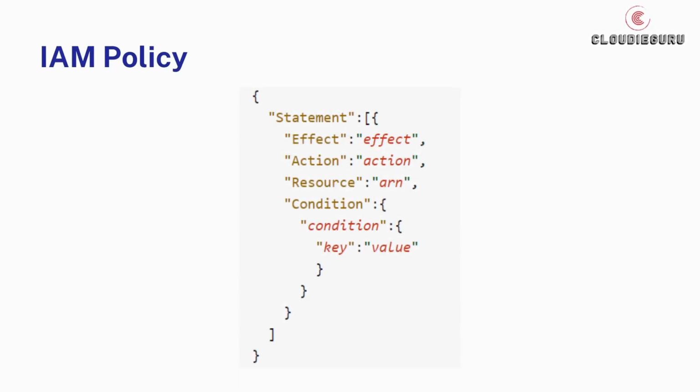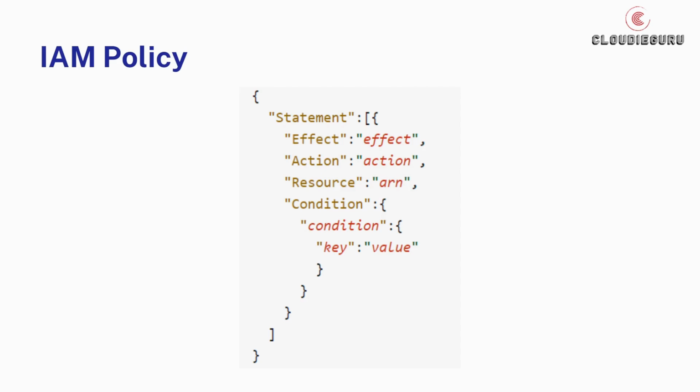Now let's see what an IAM policy is and how it looks. An IAM policy is a JSON document that consists of one or more statements. There are various elements that make up an IAM policy statement. First is effect. The effect can be allow or deny. By default, all requests are denied and we have to explicitly mention it in order to allow requests.